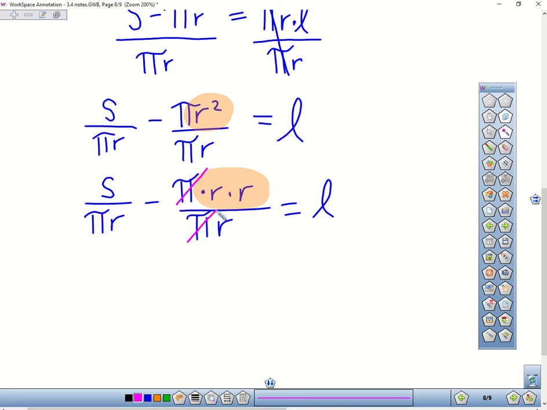We can cancel out the pi's, right? And we can also cancel out one set of the r's. Why can't we cancel out this other r right here? Because there's nothing to cancel it out. Yeah, there's nothing to cancel it out, right? I can't divide it by anything. It's just there. So the simplified version of my answer is going to be s over pi r minus r is equal to L.